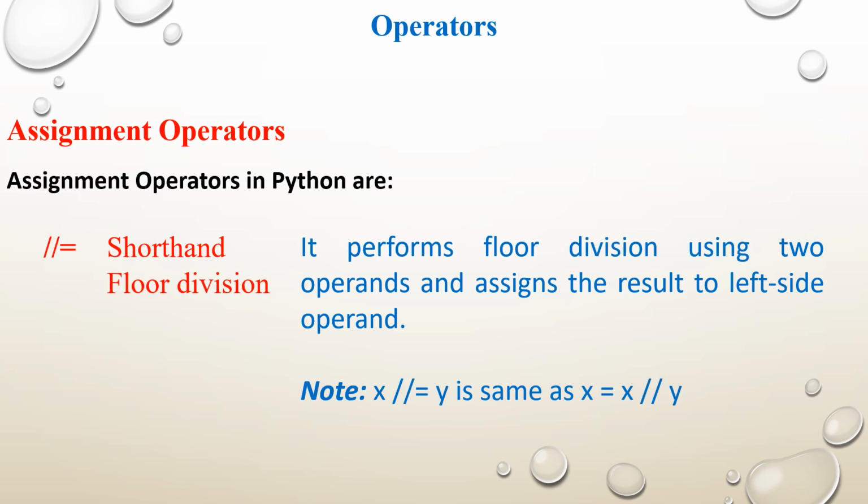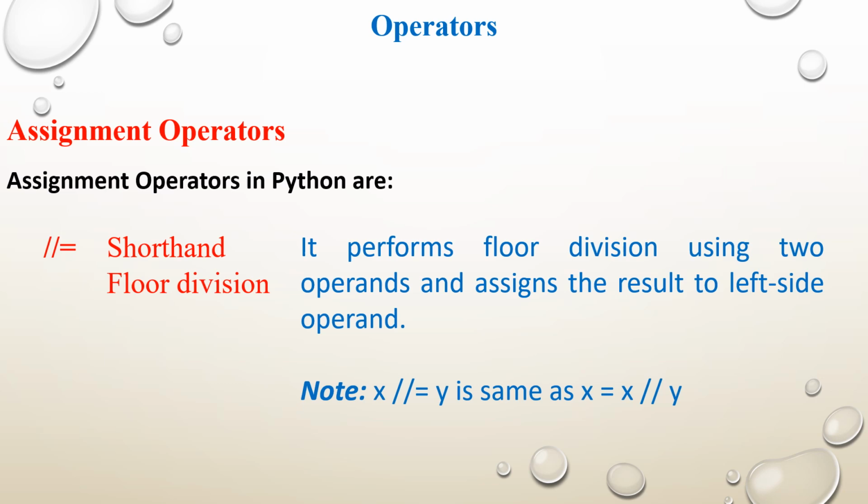Next operator, shorthand floor division, double slash equal to. It performs the division using the two operands on the left as well as on the right and assigns the result to the left side operand. It is the same as shorthand division. But what is the difference? In the case of shorthand division, it returns the division of two variables along with the integer part as well as the fractional part. Whereas in this case, it returns only the integer part, and the fractional part is truncated.